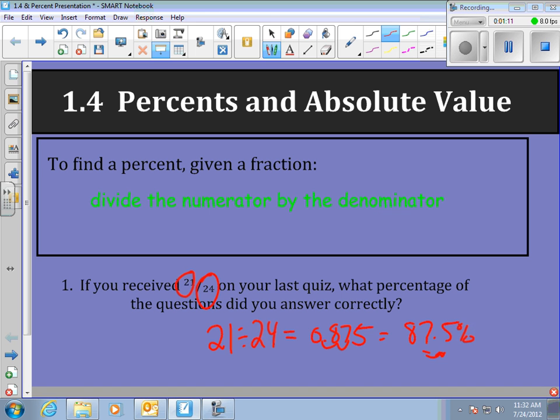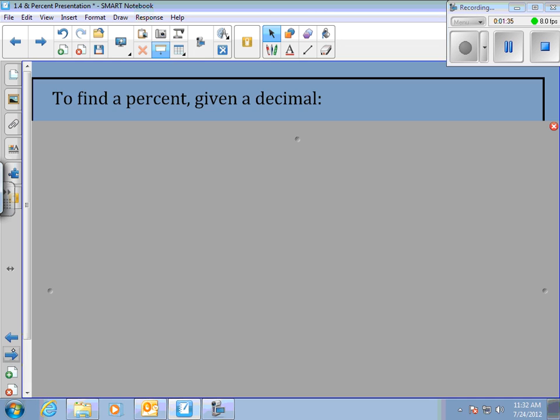But usually, I like your answers like this, 87.5%. The 5 is in the tenths position, so that's the nearest tenth of a percent. So usually, it's either the nearest percent, which would be 88%, or just like we have here, rounding to the nearest tenth of a percent, 87.5%. So basically 1 decimal place behind your percentage.